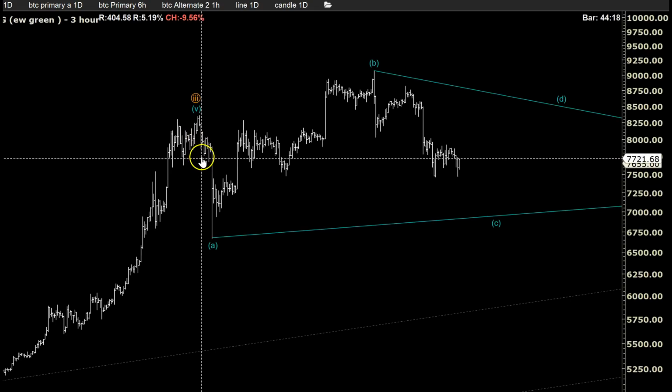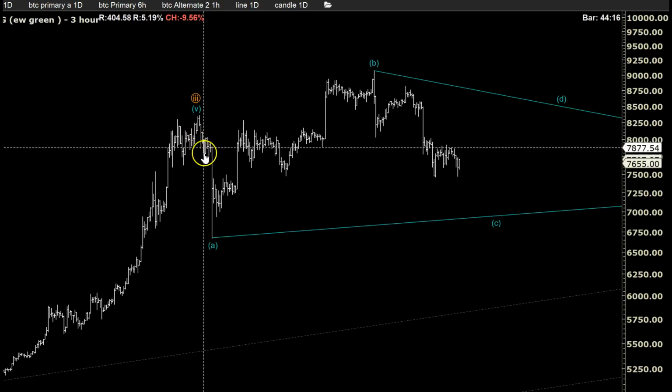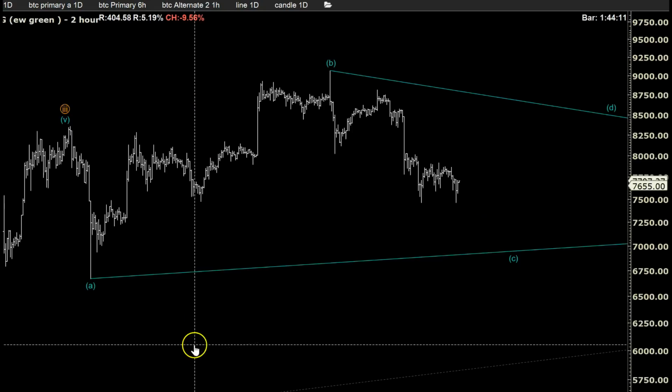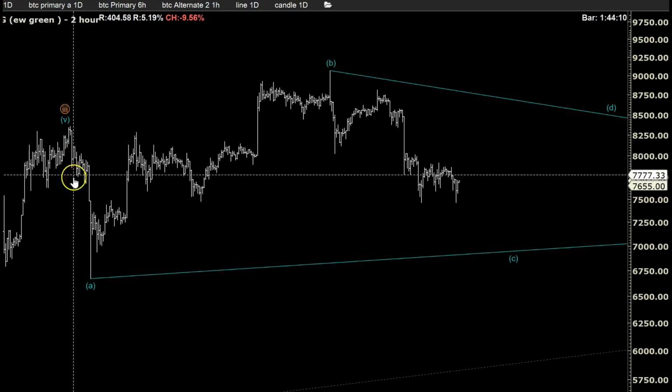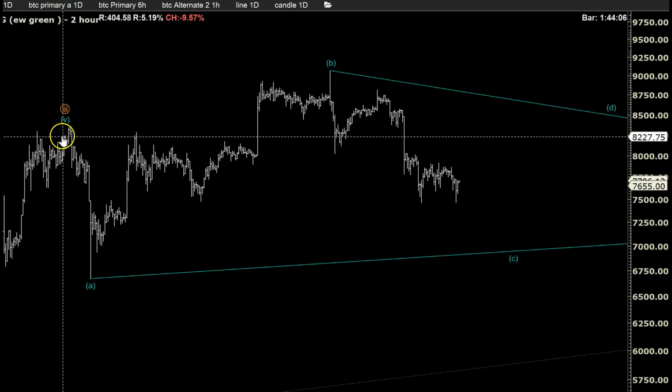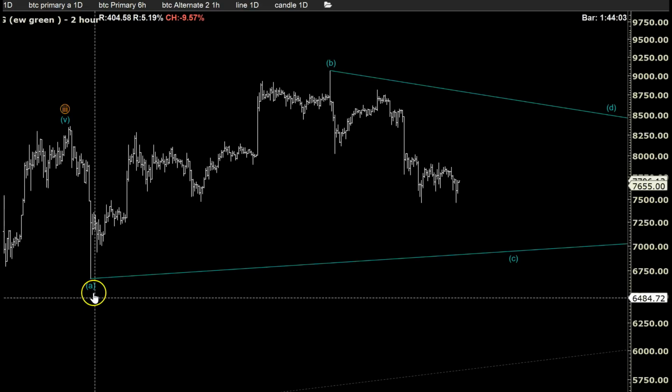You can see an impulse move down here. You can see a cluster of price right here. This is a wave B. It's probably a triangle. If I go to a 2-hour, it's an A, it's a triangle B, and then we go back in a larger wave C. So this is a 3-wave move.